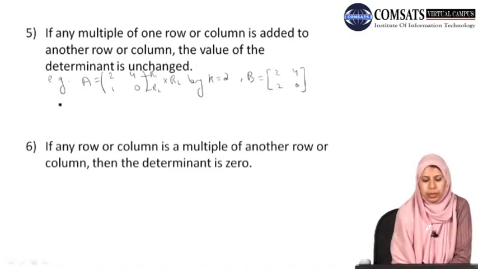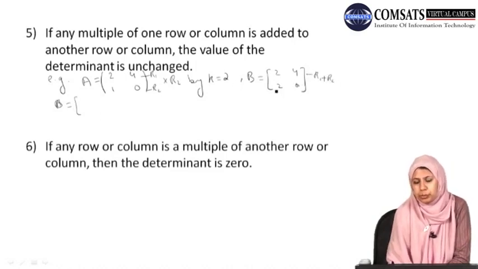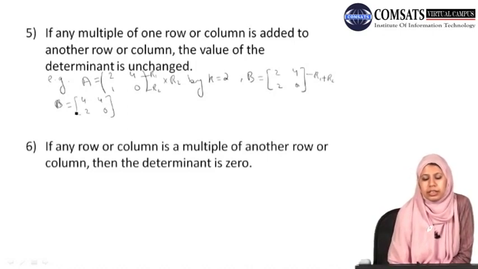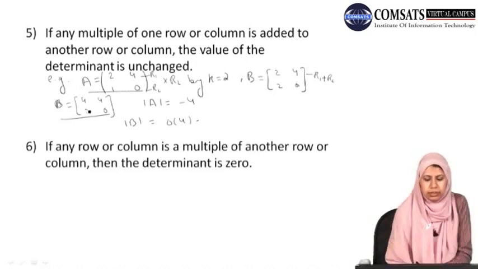That is, we are adding row 2 to row 1. We have multiplied row 2 by a constant, and now we are adding this row to our first row. We obtain 4, 4, 2 and 0. And the property says that the determinant of this matrix B and the original matrix A will be the same. The determinant of our matrix A we know is -4. The determinant of this matrix B will be 0 into 4 minus, this should be 1 here.